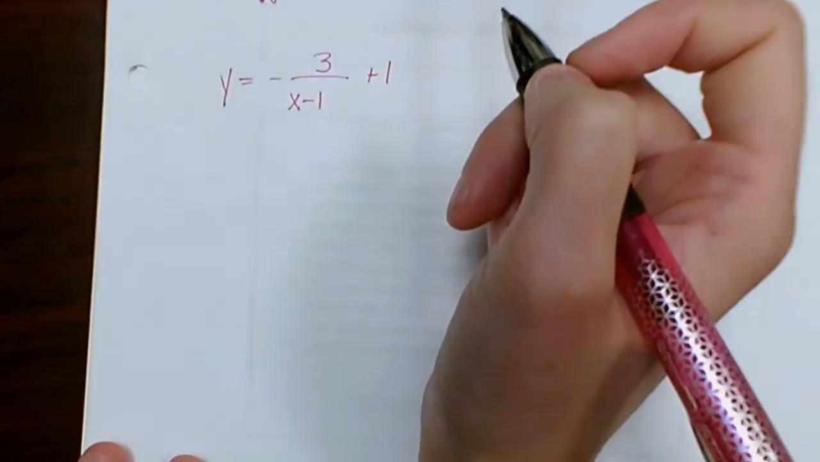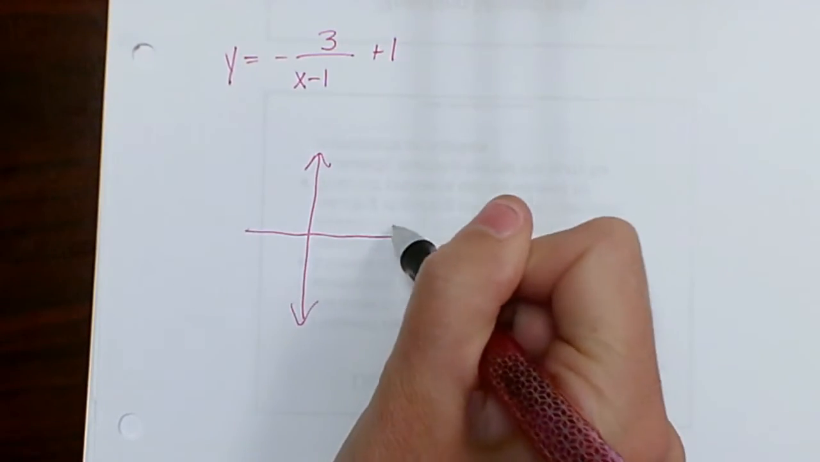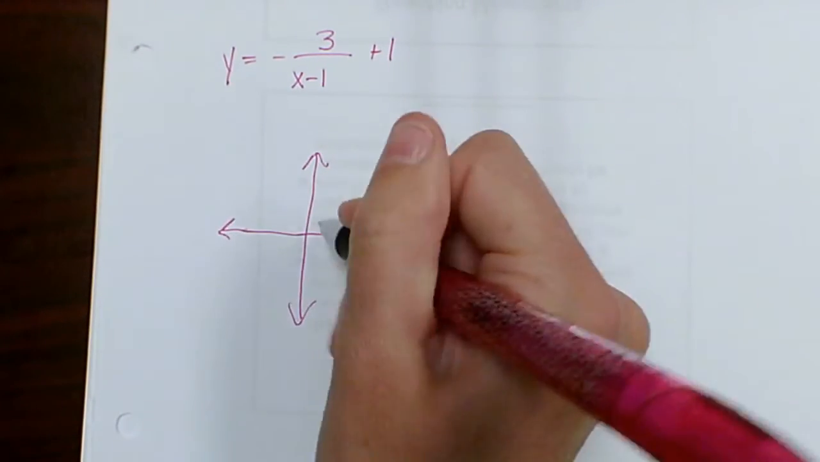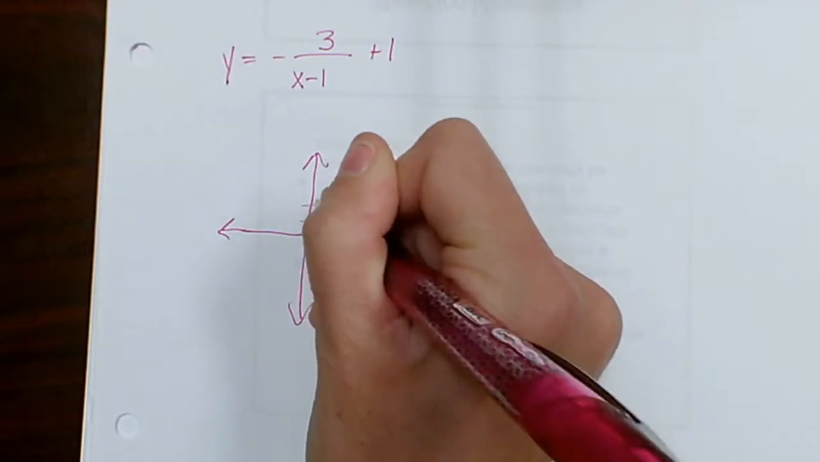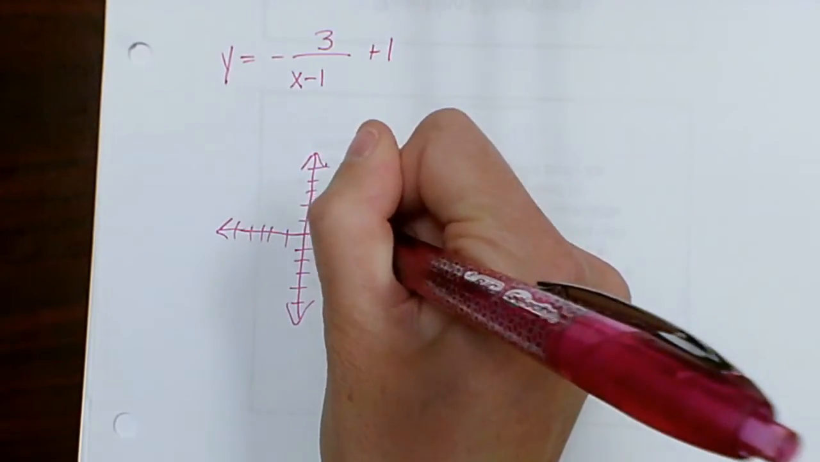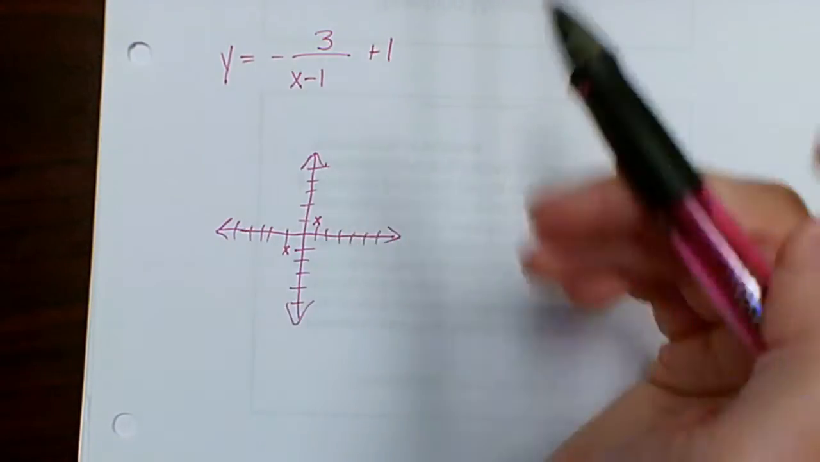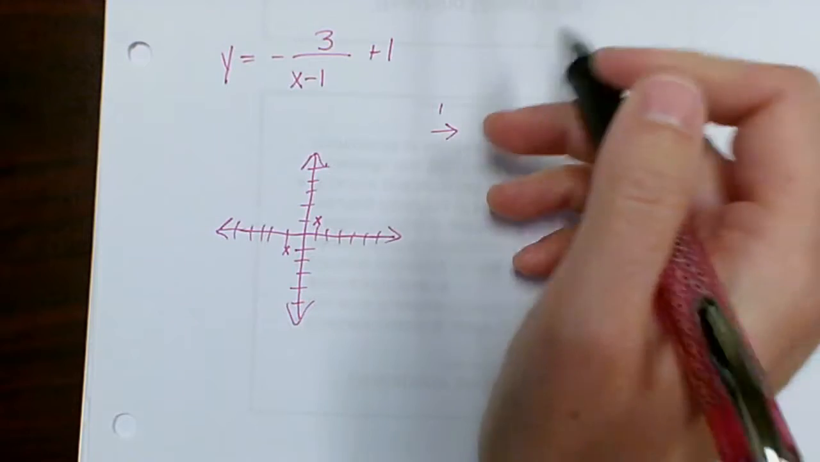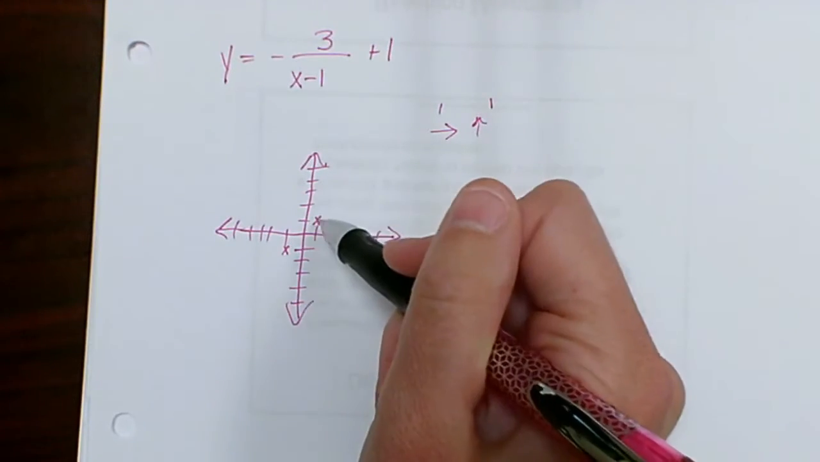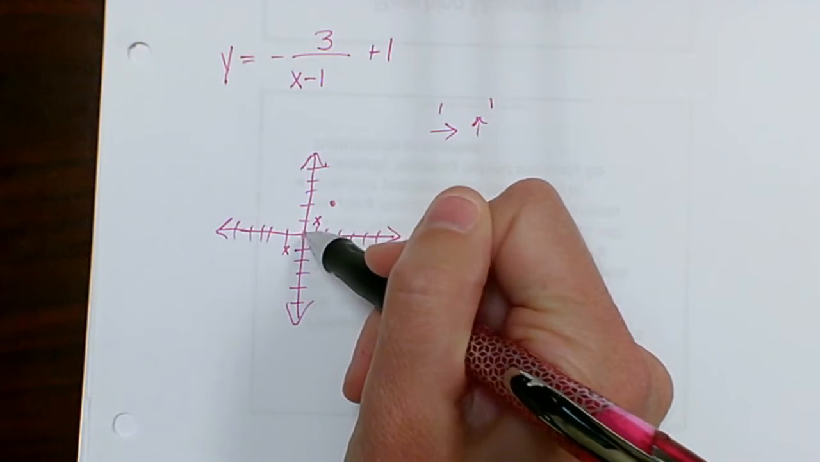Okay, so the next one, again, we will have our parent graph, and our axes will serve as our asymptotes. So here are the 2 base points. We are going to move right 1 and up 1. So (1, 1) and (-1, -1).